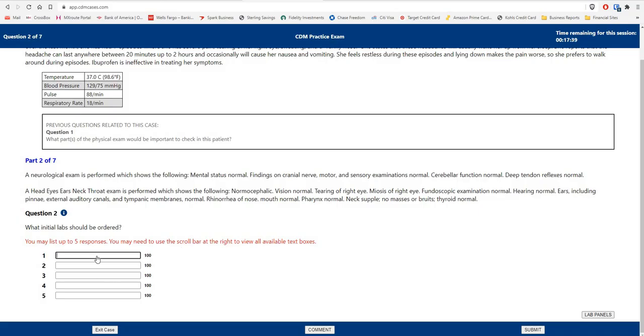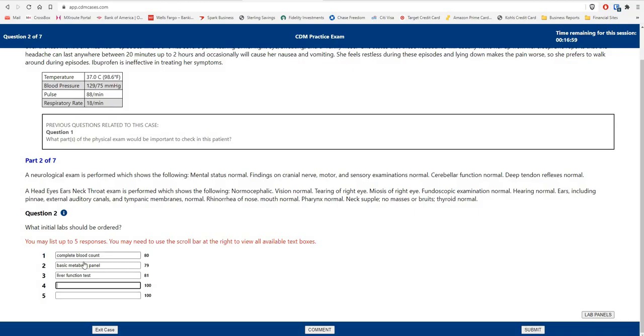Okay, so what initial test should we order? So let's do, you can't abbreviate on the CDM cases on the real test, so you have to write it out. So complete blood count and basic metabolic panel, liver function test. So the CDM cases will allow you, like in the real test as well, they'll have usually extra spaces. So if you thought of something that they didn't, you can put it in, but they'll really grade you on what they're looking for. So I'm just going to put 3 here.